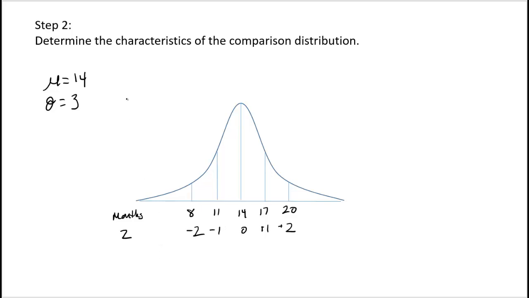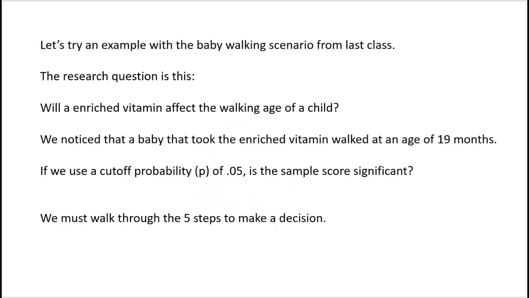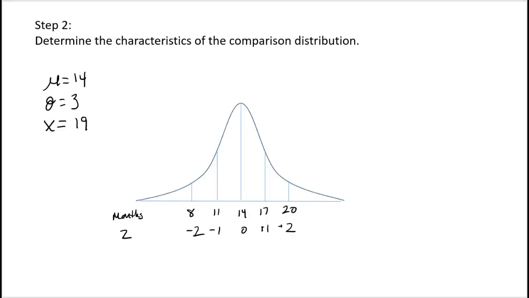Now, we do know from the narrative of the example, the actual score of the baby that walked with the enriched vitamins was 19 months. That was from the example here. See? 19 months. So we need to find the characteristics of the comparison distribution. We've done that. The characteristics of the comparison distribution is that we are comparing our sample, our baby of one, or sample of one baby, and we're comparing that sample to a distribution of babies that took a regular vitamin that had a mean of 14, a standard deviation of 3.